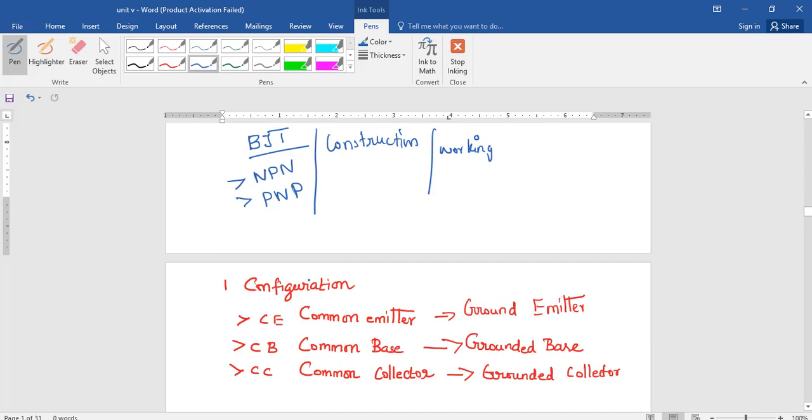In this last video, we are going to see the various configurations of BJT. BJT can be configured in common emitter, common base and common collector. We are going to see one by one. First is common emitter configuration of BJT.